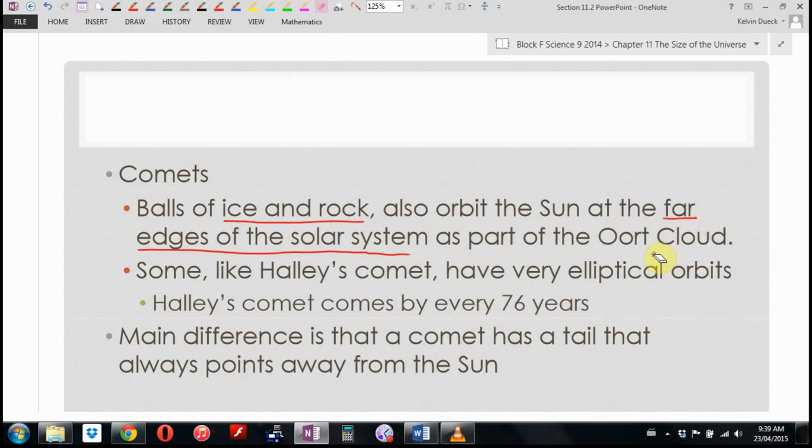Some, like Halley's Comet, have very elliptical orbits. Halley's Comet, or Halley's Comet, I think is actually how it's pronounced, comes by every 76 years. Came by in 1986 when I was 16. It was going to be a big deal, but it wasn't a very good view. In 1910, it was visible, I think, during the day, because the Earth actually passed through its tail. It came very close. The main difference is that a comet has a tail, and the tail always points away from the sun, not towards the sun, points away from the sun.